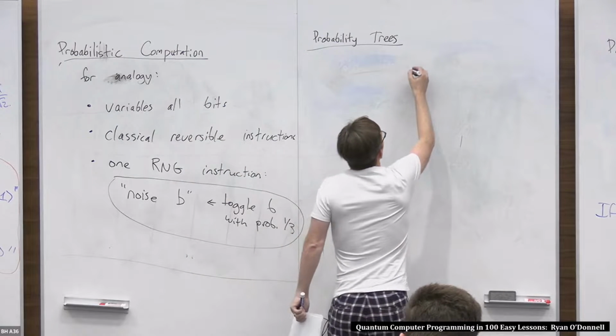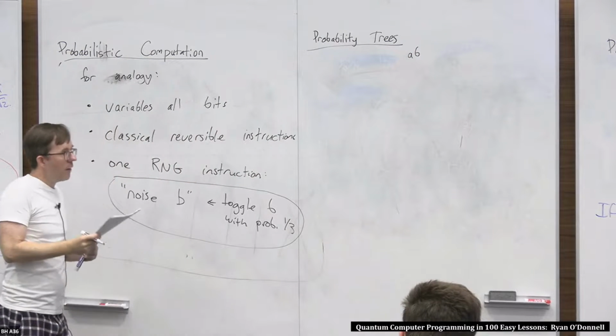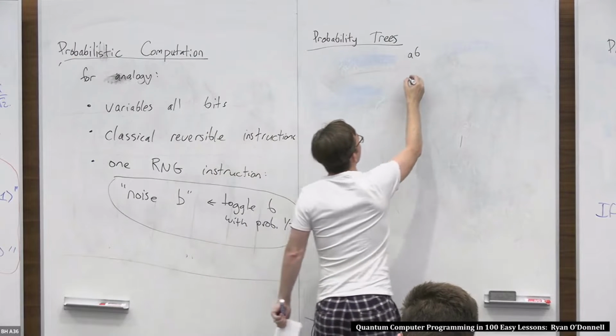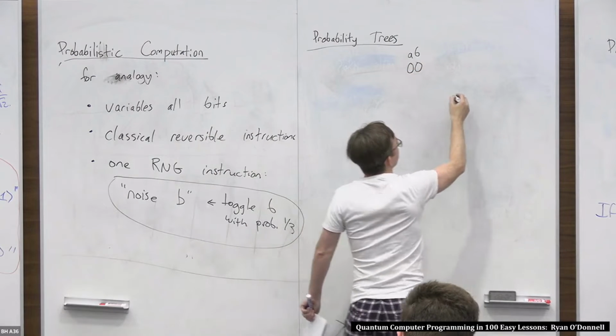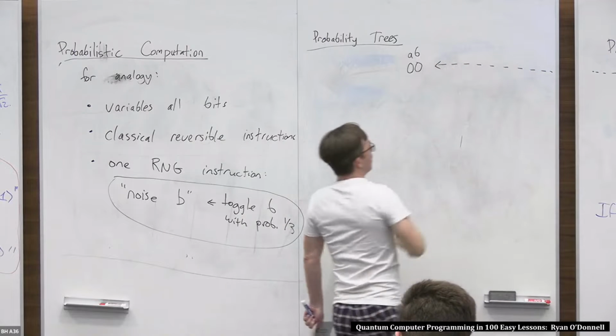So in the probability tree, we're always going to be keeping track of the values of the variables. There are 2 variables here, A and B, and we're going to write them like this. So they start out 0, 0. So in some sense, this line gets us to here.